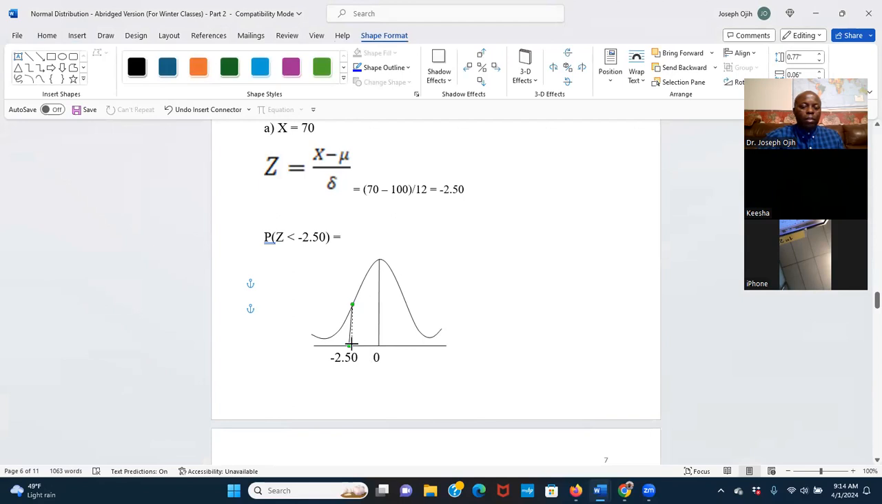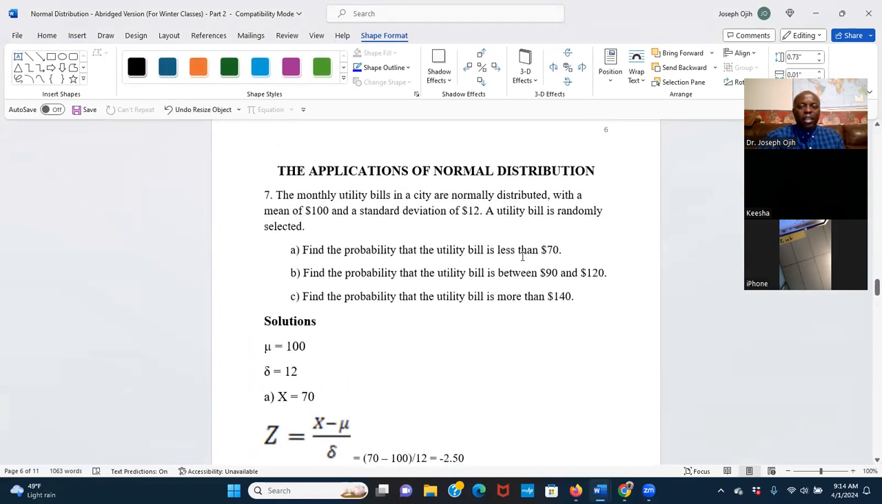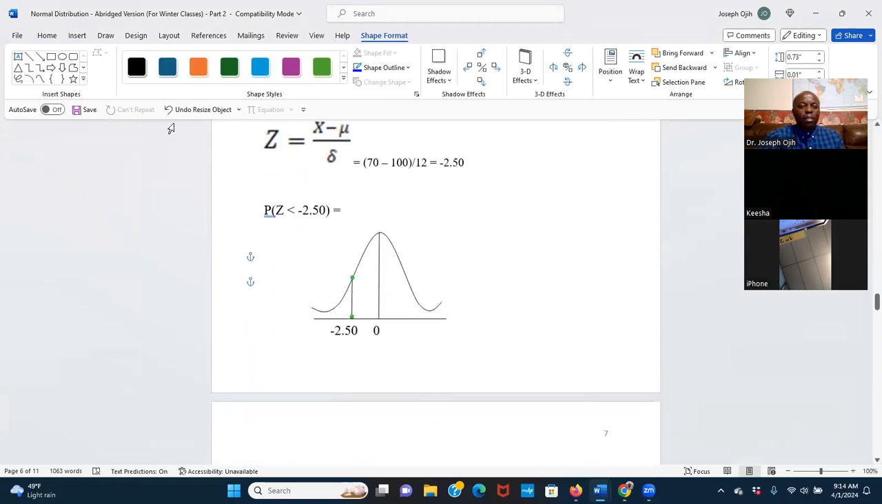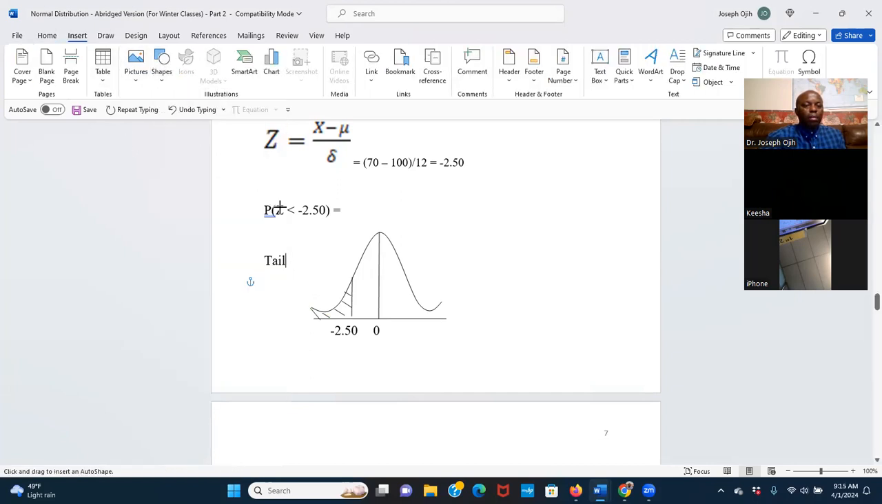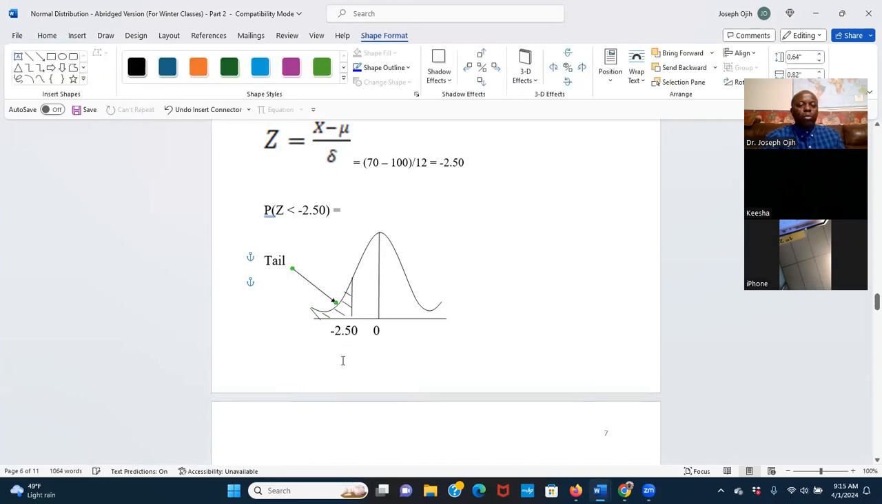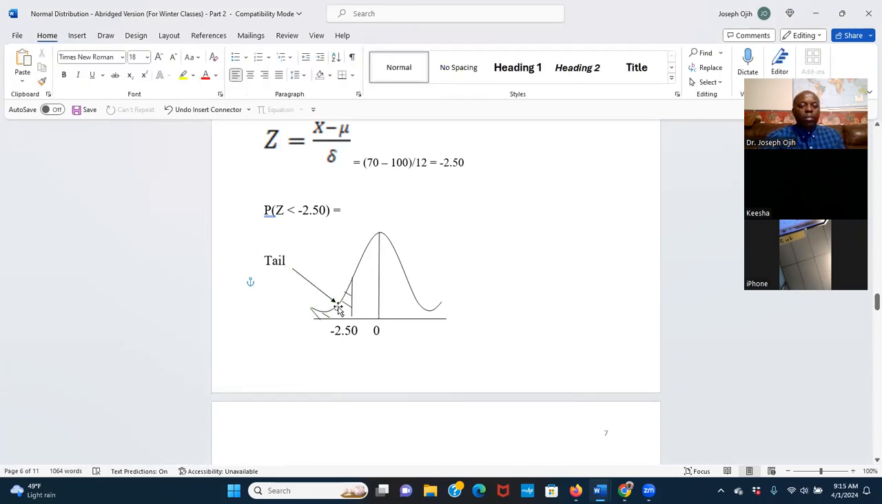Now we're looking for the probability that it is less than that. Less than that will be on the left side. So we're going to shade the left side. Shade the left side properly. So you can see that it is at the tail. If you remember, this side means the tail. Once you finish shading it, this is the probability that we're looking for, the left side.